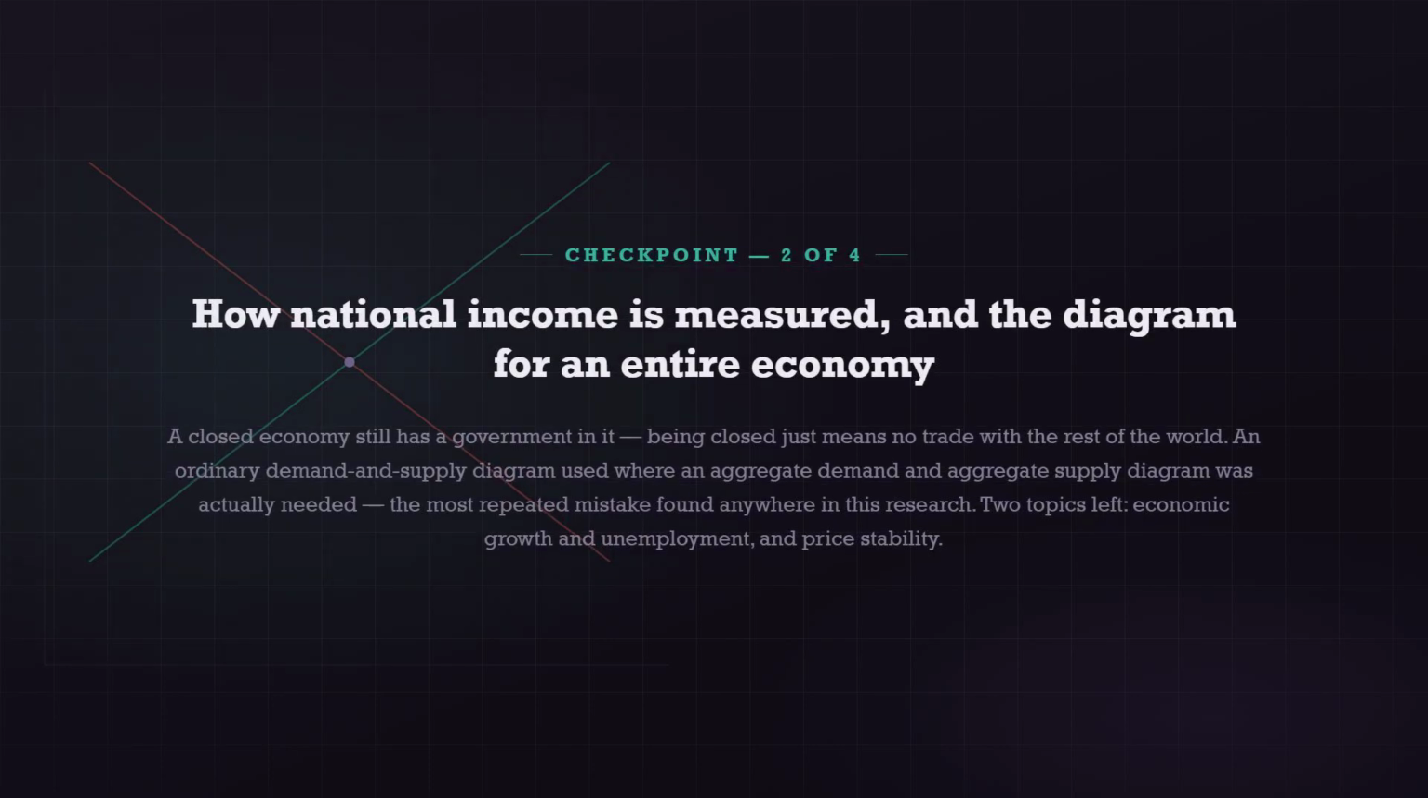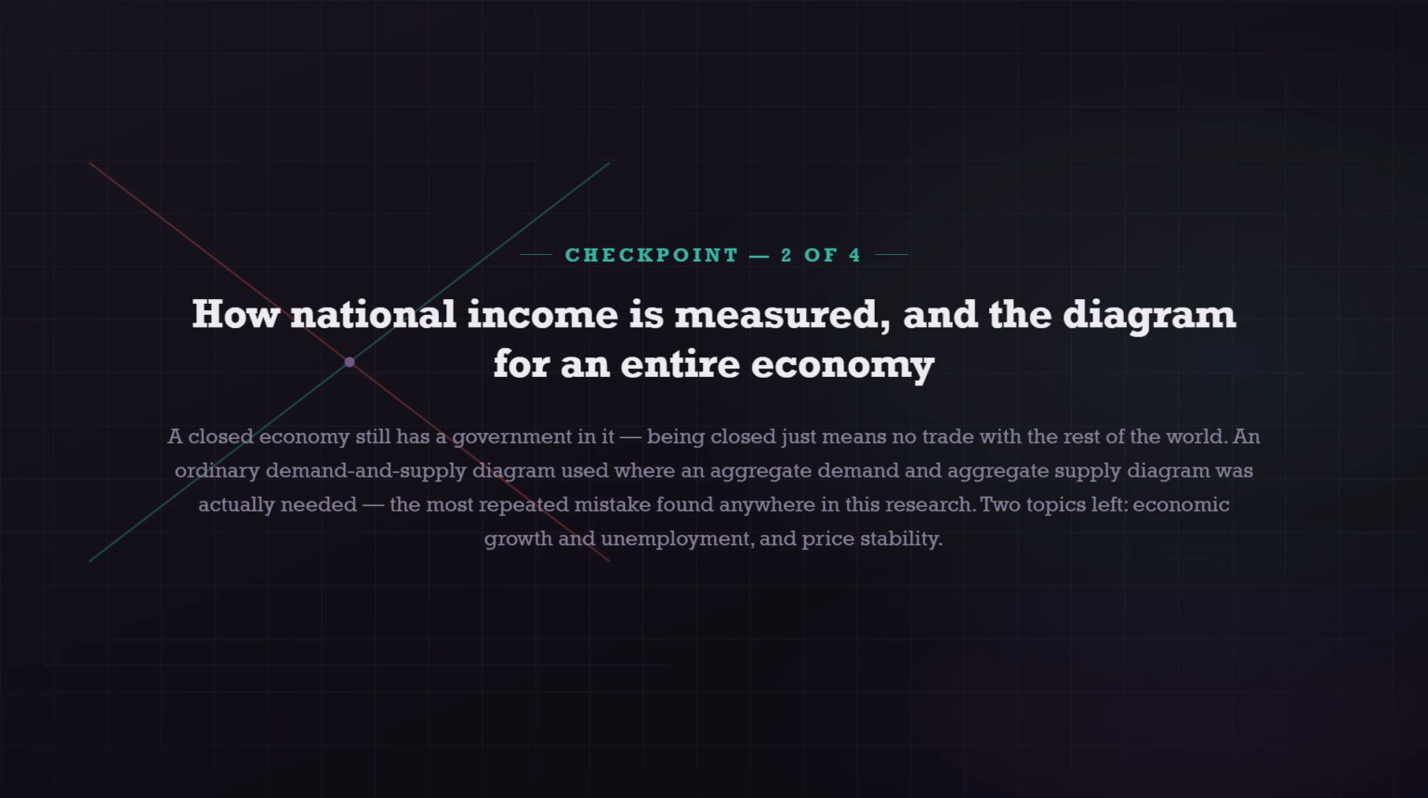2 topics down: how national income is measured, and the single diagram that describes an entire economy at once. A closed economy still has a government in it. Being closed just means no trade with the rest of the world.